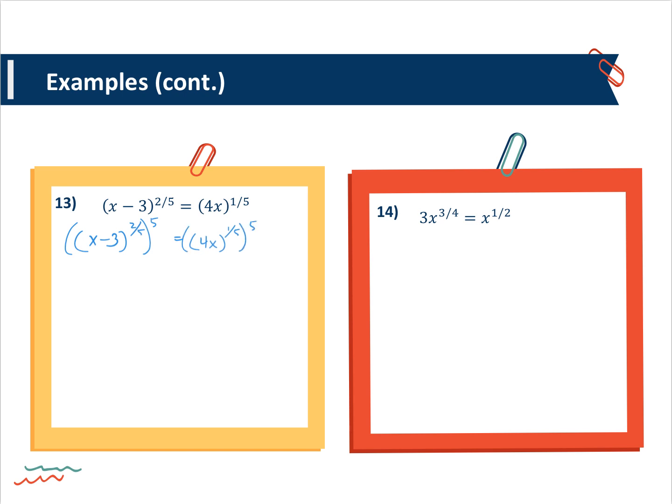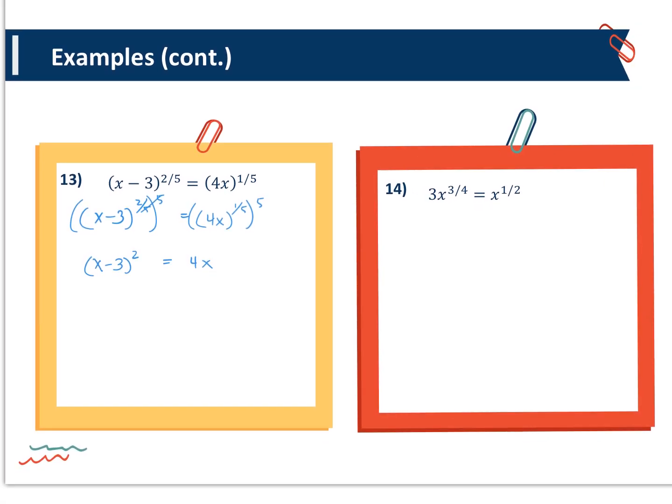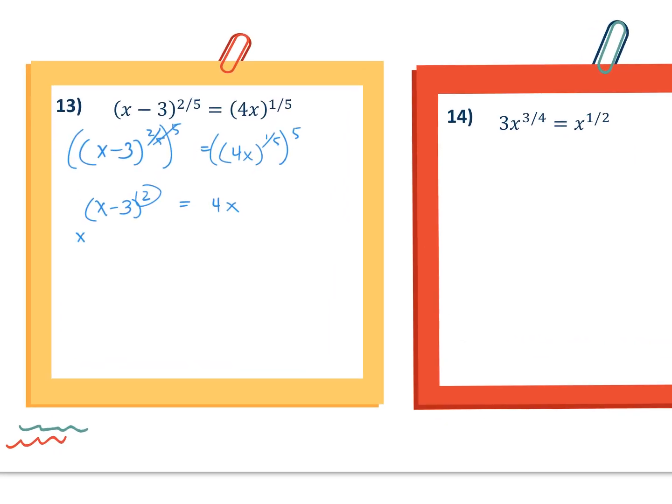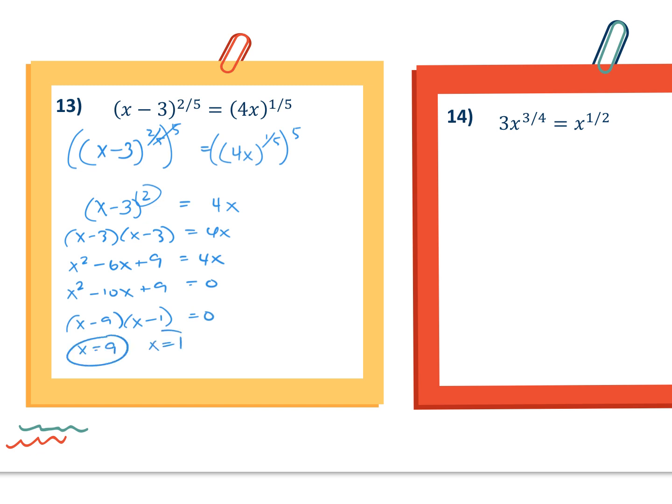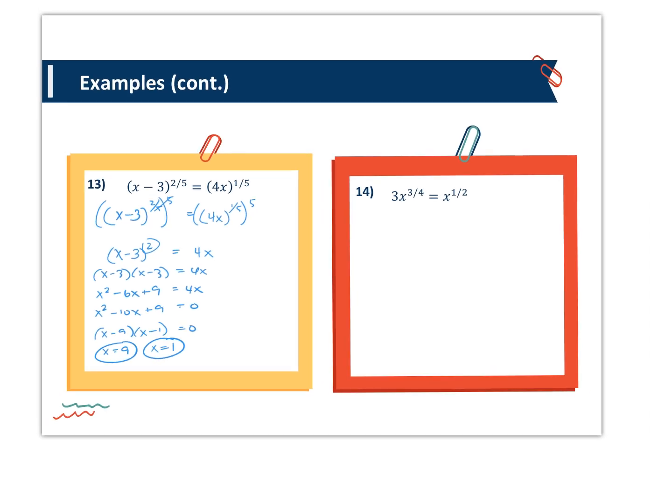That's still valid. I'm going to get x minus 3 squared on this side equals 4x to the 1. So notice that that's okay. I still have an exponent here, but I can now just FOIL this side out. This is x minus 3 times x minus 3 equals 4x. So x squared minus 6x plus 9 equals 4x. I can bring the 4x over, and I get x minus 9, x minus 1 equals 0, x equals 9, and x equals 1. And again, both values are valid.